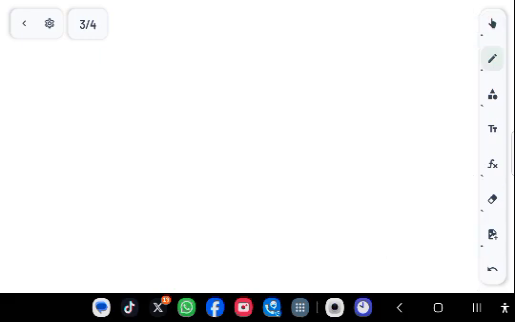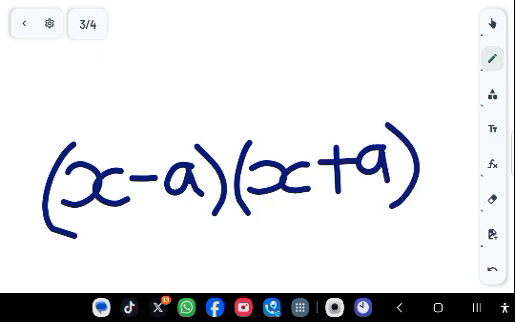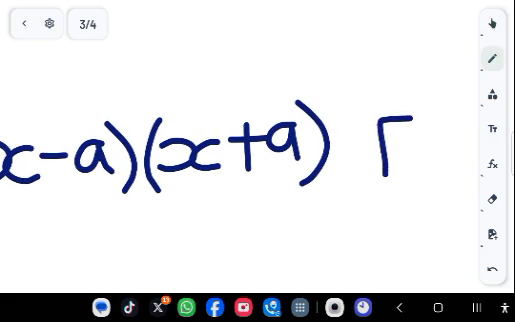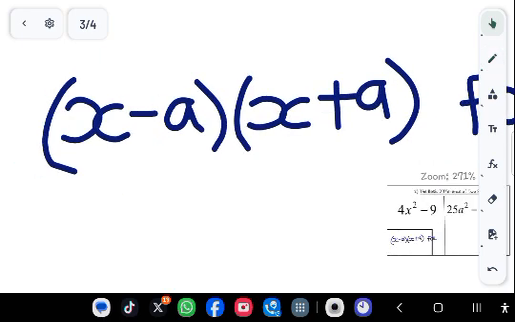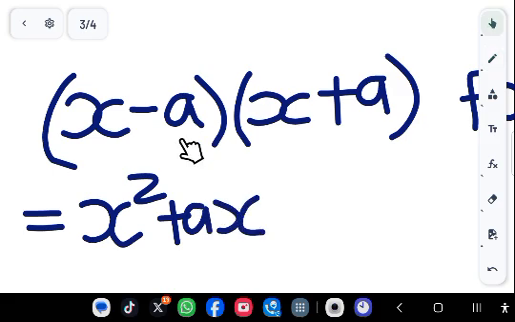Let's look at (x − a) times (x + a). When you use FOIL to multiply this out, this is what you get. x times x, that is the first terms, that's x squared. And then you've got x times a, that is ax. And then you've got negative a times x, that is minus ax. And then the last terms are negative a times a, that gives you negative a squared.